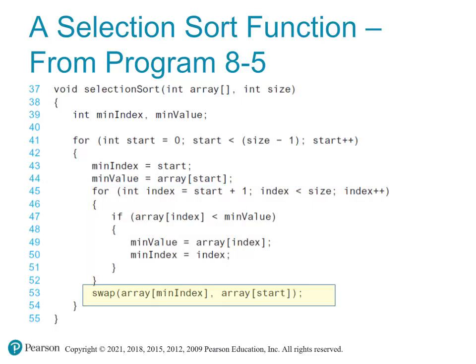After identifying the smallest element in the unsorted part, we swap it with the element at the start index using our swap function. This process repeats until the array is fully sorted.